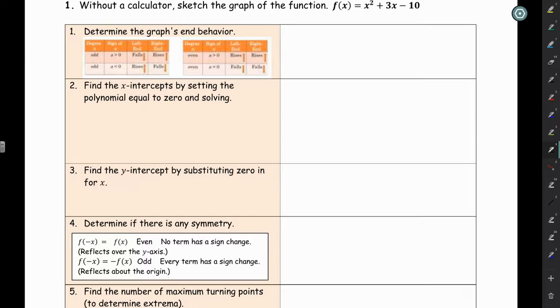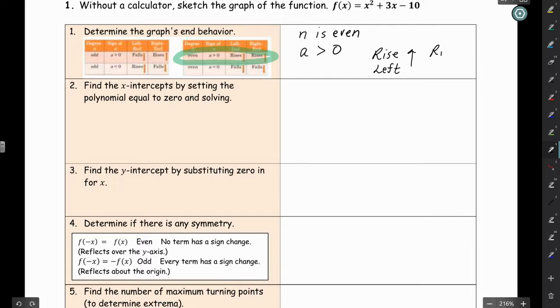All right, so we know that n is even, because n is the degree of our polynomial. The degree of our polynomial is 2. And the value of a, right here, that would be 1. We know a is greater than 0. So for this guy, we have this scenario right here. So for this graph, then we know we rise left and we rise right.